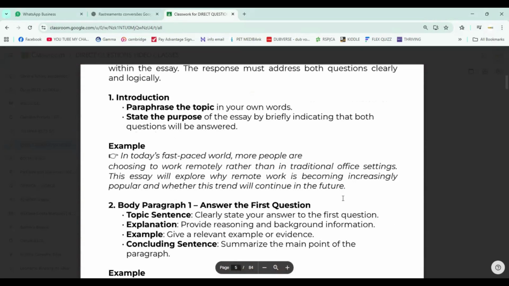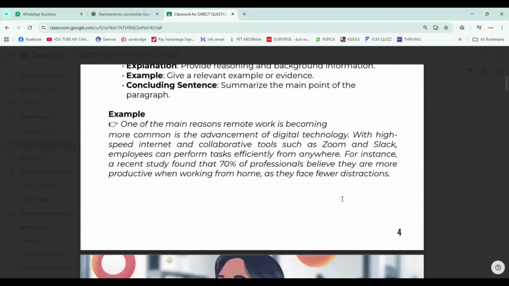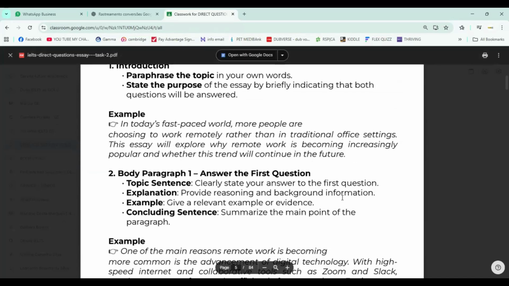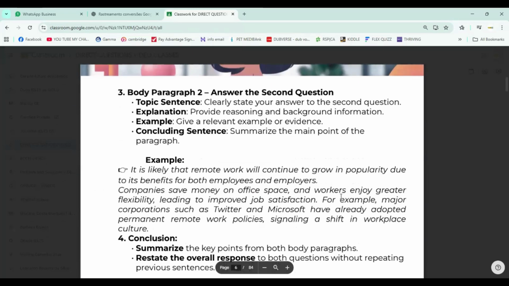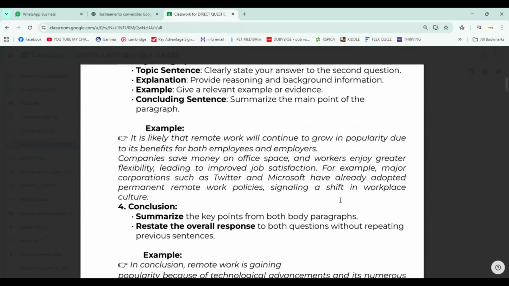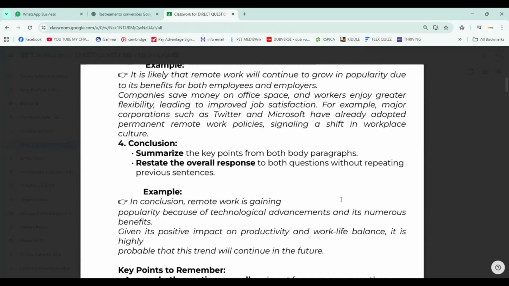So let's take a look here at pages 4 and 5, where I explain exactly what characterizes a direct question essay. It's not an opinion, not at all. It's not a discussion, by no means. Much less an advantage-disadvantage one. It's about answering each question separately with clarity and balance. Here I make it very clear that each body paragraph answers one question. The introduction mentions both, and the conclusion summarizes both answers. Simple as that.